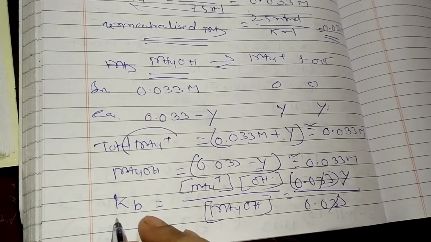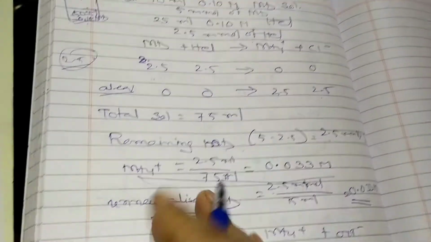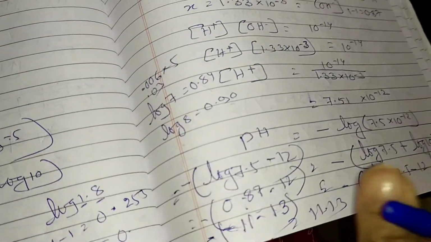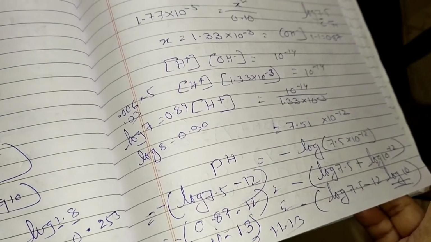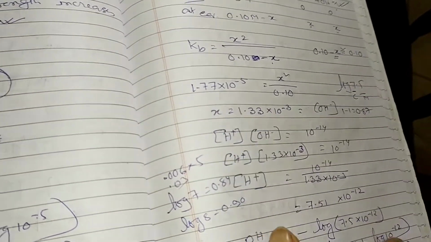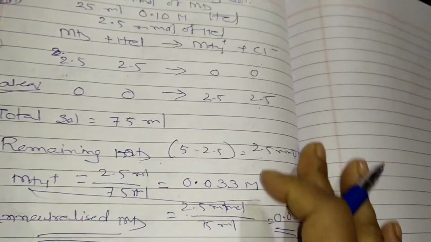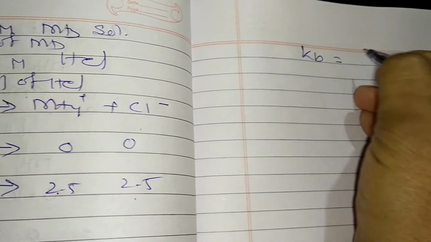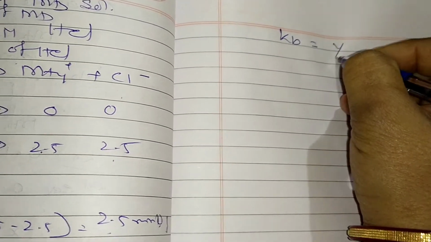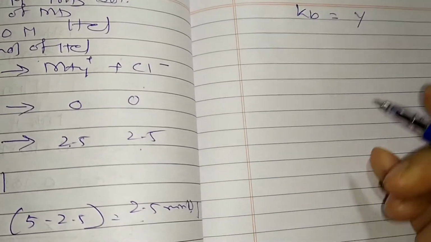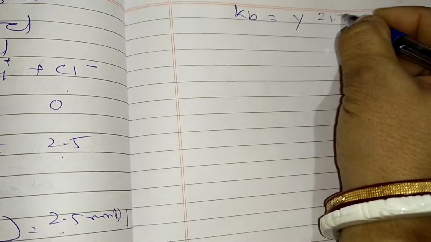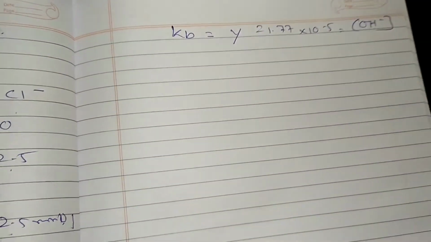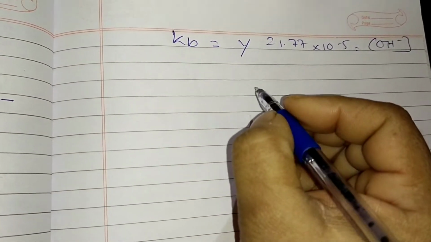So y is Kb. What was the value of Kb? It is 1.77. What value of Kb was given? 1.77. We have already discussed earlier. The value of Kb was 1.77 into 10 to the power minus 5. Okay, so again because it is an NH4OH solution, Kb equals y here. So y equals 1.77 into 10 to the power minus 5, and that is actually the OH minus ion concentration.